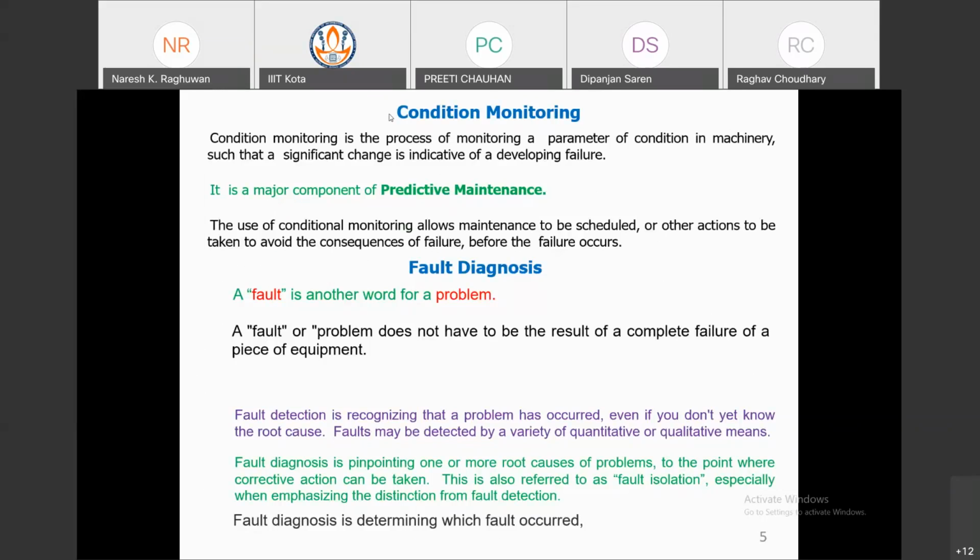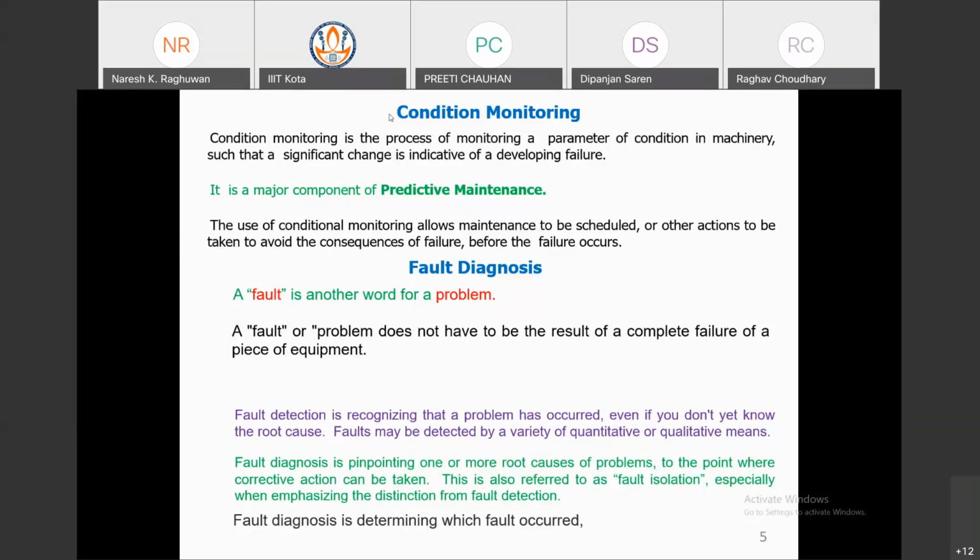Okay, so the use of condition monitoring allows maintenance to be scheduled, meaning at what time we will do the maintenance on the machinery. With the help of condition monitoring, we are monitoring the parameters at regular intervals or continuously. So we can schedule when the machine will stop, and then maintenance will be done, and after that, other actions can be taken to avoid the consequences of failure. Obviously, if we are not maintaining that machine, failure will occur, and some catastrophic failure will also be there.